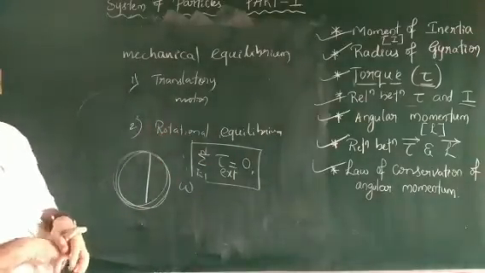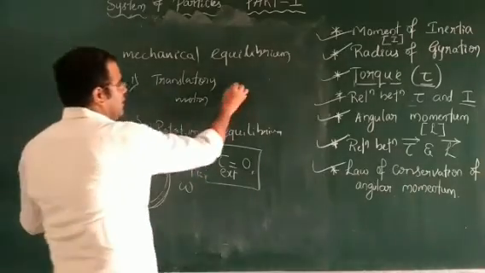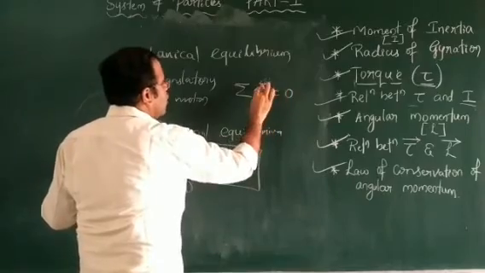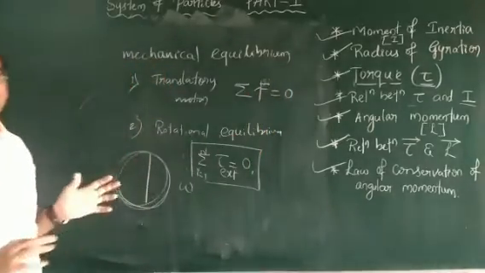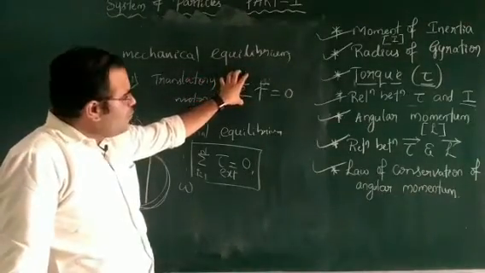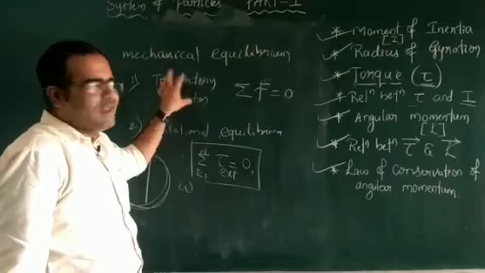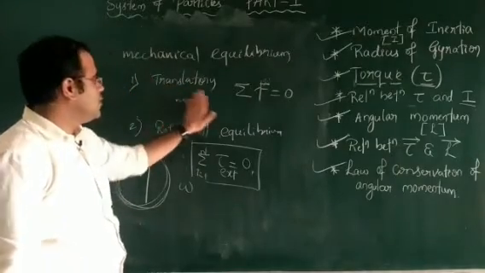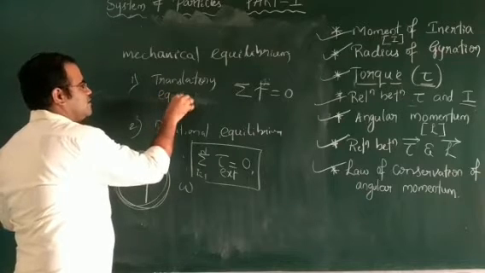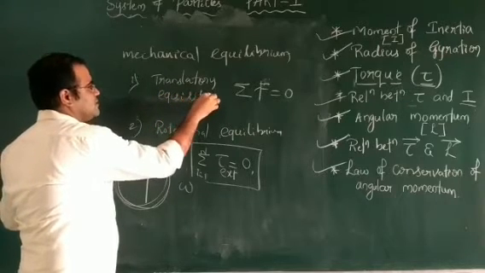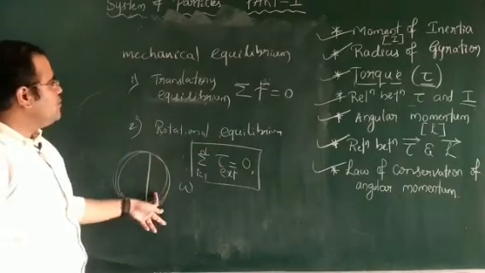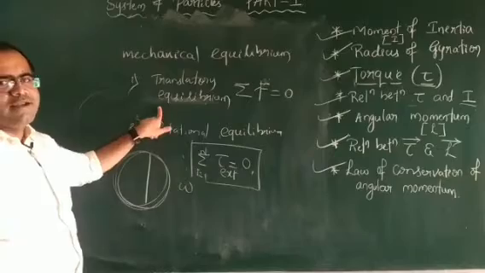Next one is translational. Translational equilibrium exists when the net amount of force acting on the rigid body remains 0. Whenever the net force acting on that rigid body is 0, that is considered a translational equilibrium. So it stays within the translational equilibrium condition. So this is called rotational equilibrium, and this is called translational equilibrium.